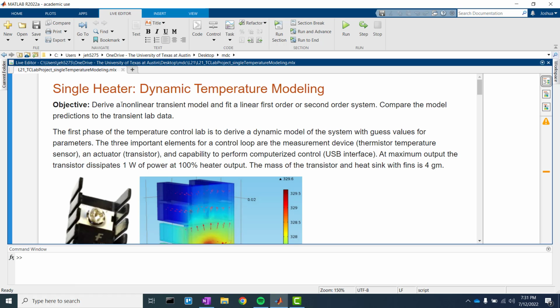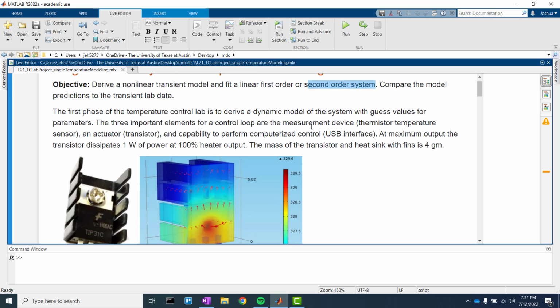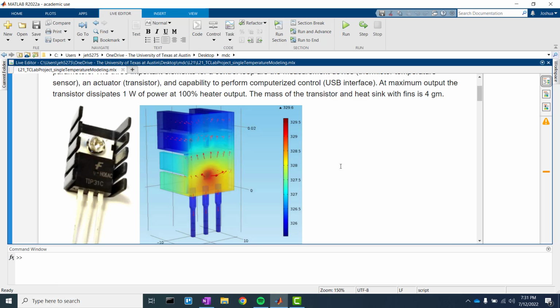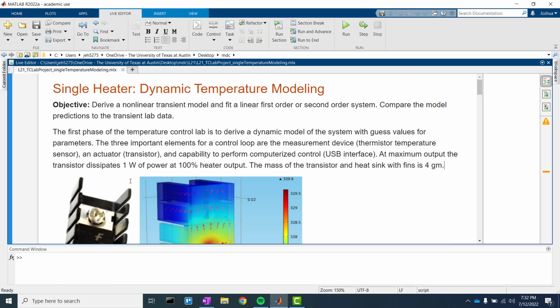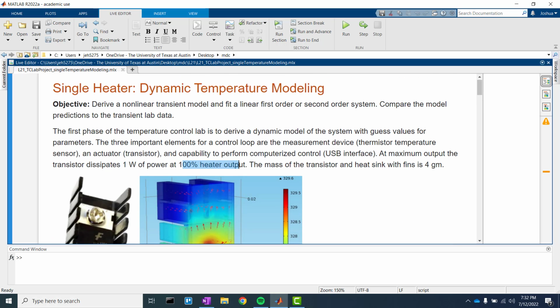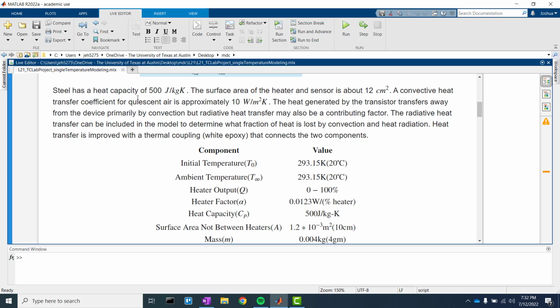So the objective of this first part is to derive a nonlinear transient model and fit first-order or second-order system data. So we're familiar with the temperature control lab now, but we're going to look at the physical characteristics. For example, the mass of the fins in the heat sink is about 4 grams. It receives 1 watt of power at 100% power, and that's convenient for our numerical analysis. Steel has a heat capacity of 500 joules per kilogram per degree Kelvin. The surface area is about 12 square centimeters, and the heat transfer coefficient for stagnant air, actually quiescent, I love that word, is about 10 watts per meter squared per degree Kelvin.